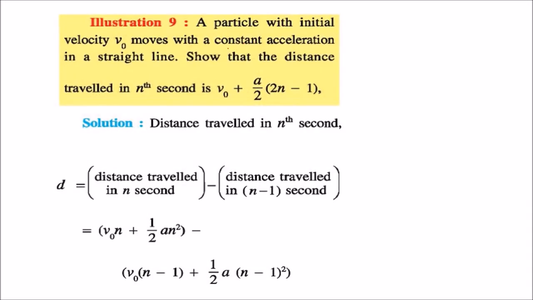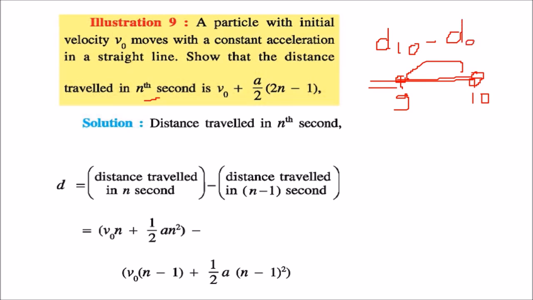A particle with initial velocity v0 moves with a constant acceleration in a straight line. You have to show that the distance traveled in the nth second is v0 plus a by 2 times (2n minus 1). So let us take an example. This is the 9th second, this is the 10th second. In order to find the distance between these two, what will we do? We subtract the distance traveled by time 9 from the distance traveled by time 10, that is, d10 minus d9. Say if this is n, you have to do dn minus d(n minus 1).